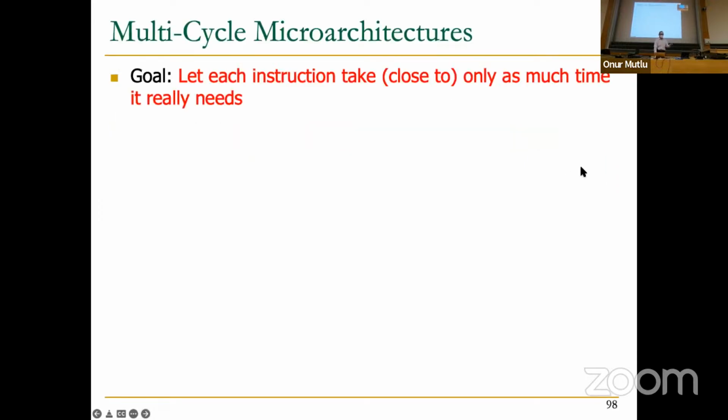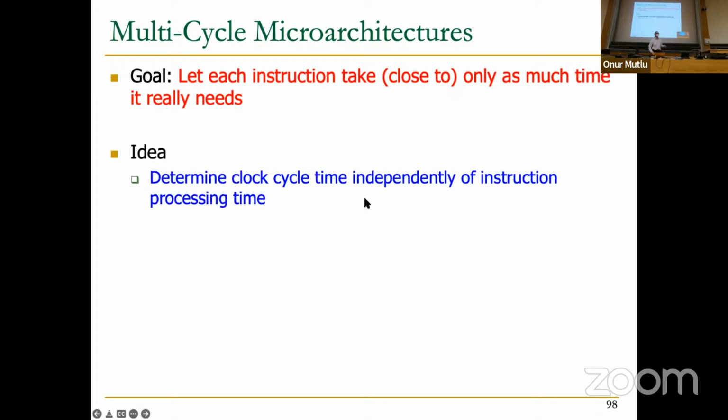And the idea is, I already gave you the idea. Let each instruction take only as much time as it really needs. I didn't specify the idea this way, but that's essentially the crux of the idea. In single cycle microarchitecture, every instruction was taking as long as the longest instruction to process. Here, we're going to say instructions are different. Let each of them take as long as it really needs, basically. So the question is, how do you do that? Basically, you need to determine the clock cycle time independently of instruction processing time. Before, we were coupling these 2 things that are actually completely orthogonal, maybe even irrelevant to each other, right?